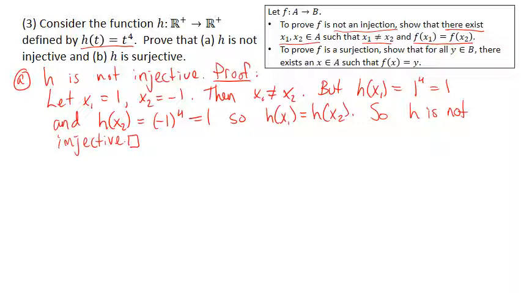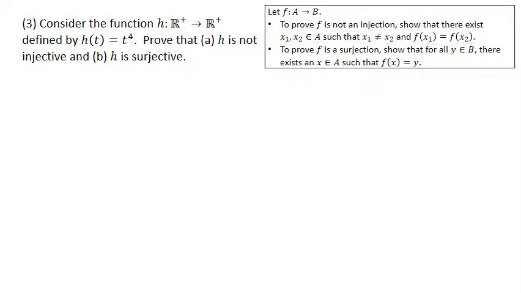Okay, so that's part A, and now let's do part B. For part B, we're going to prove that h is surjective. This part is a little bit tricky because it involves doing some scratch work.